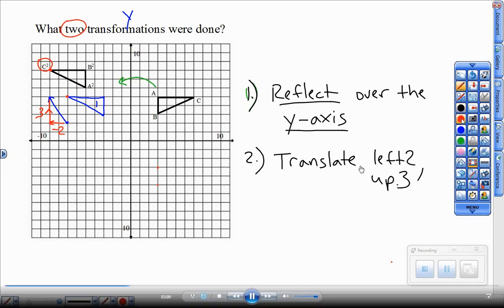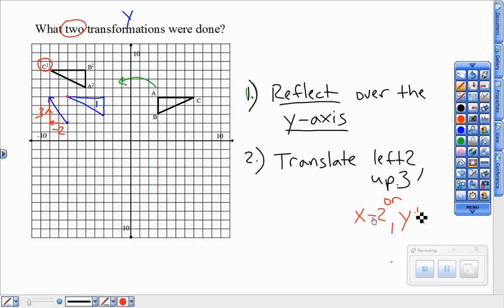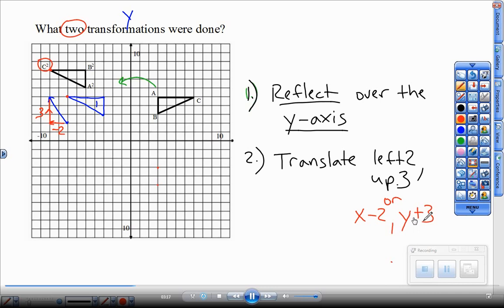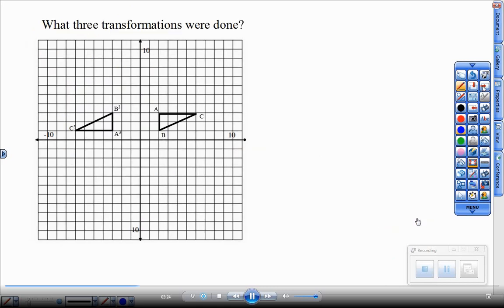If I want to write that a different way, I could write that as x, the left or right component, x minus 2 because I'm going left 2, y plus 3 because I'm going up 3, a different way of showing left 2, up 3.